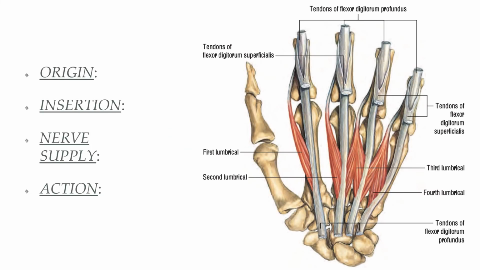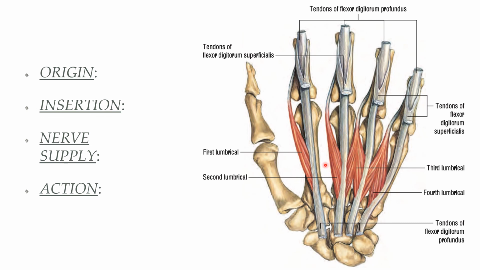Lumbricals are four in number, out of which the lateral two lumbricals are an example of unipinnate muscle and the medial two lumbricals are an example of bipinnate muscle. As you can see in the illustration here, these are the lumbricals. This is the first lumbrical. This is the second lumbrical. You can see first and second lumbrical are unipinnate, whereas this is the third lumbrical and this is the fourth lumbrical. You can see third lumbrical being bipinnate and fourth lumbrical also is bipinnate muscle.